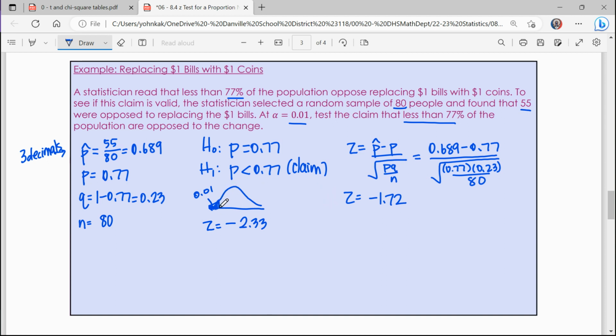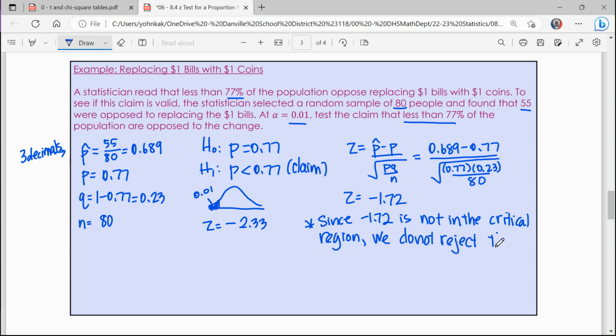So if we look at our critical value, the cutoff is negative 2.33. Our test statistic is negative 1.72, which means we are not in the critical region, so we do not reject the null. So since negative 1.72 is not in the critical region, we do not reject the null. Okay, so we are not rejecting the null.